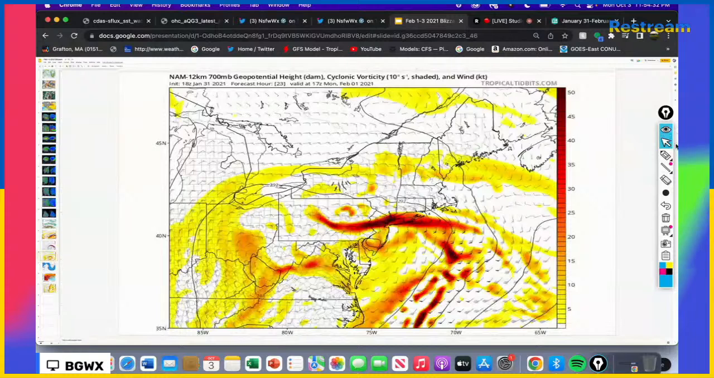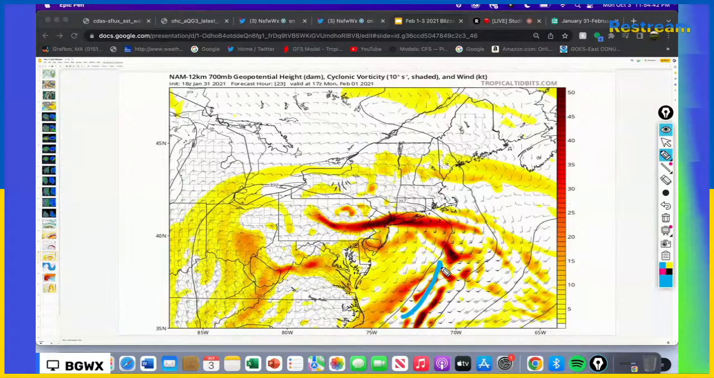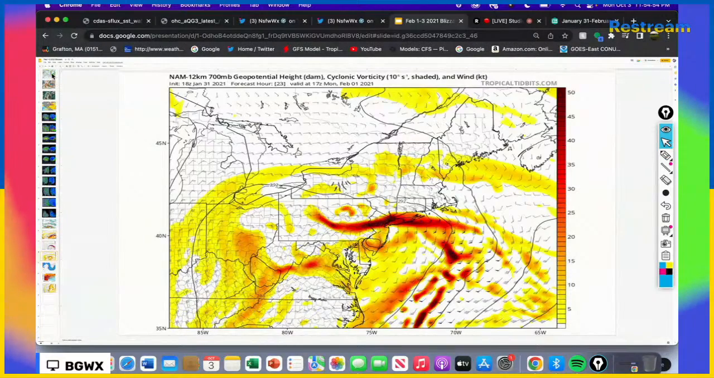All right, this is the same. This is almost an hour off from the radar I just showed you. Notice all this cyclonic vorticity. I keep calling it energy, but really the term is cyclonic vorticity. It's getting wrapped around the trough base. Remember we talked about this trough base here.